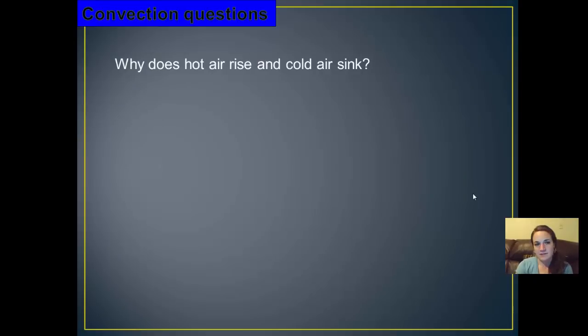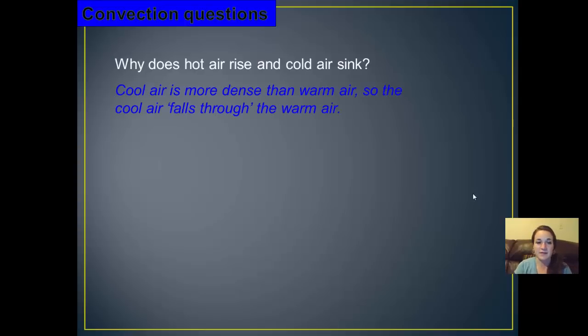Okay, so we're kind of getting towards the end, so these are a few review questions. So for convection, why does hot air rise and cold air sink? If you think back to the beginning, we said that is because cool air is more dense than warm air. So it just kind of falls through that warm air. The warm air is going to rise up because those particles are more spread apart and less dense.